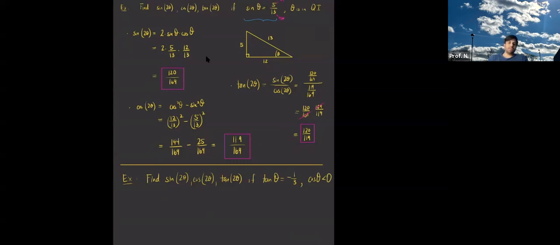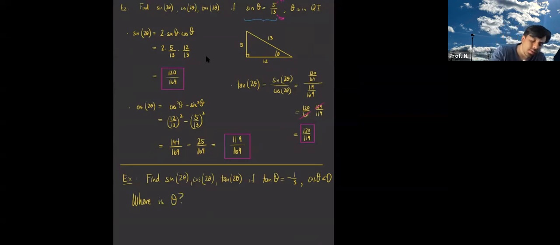The previous problem was easier because we're all in the first quadrant, so everything's positive, and 5, 12, 13 is a Pythagorean triple. We're not going to have a Pythagorean triple, and we don't know what quadrant we're in. We're not going to be in the first quadrant because tangent is negative. So first thing we have to do is figure out where theta is.